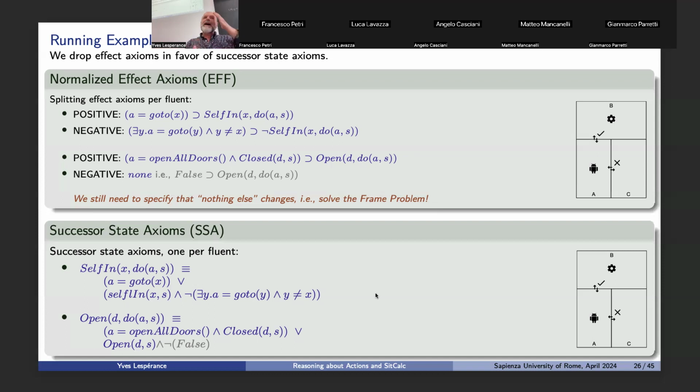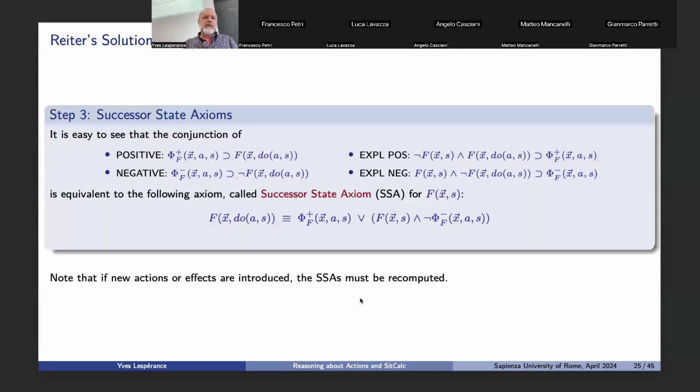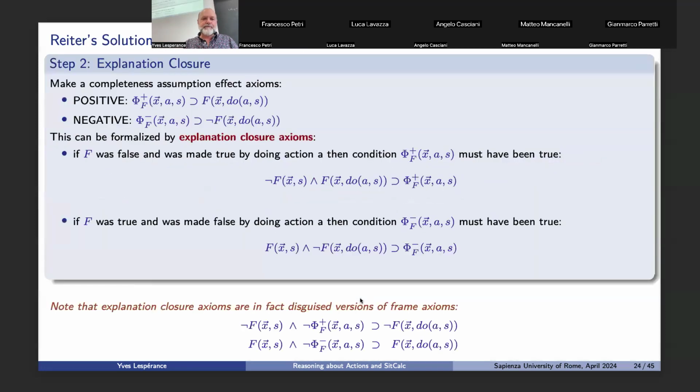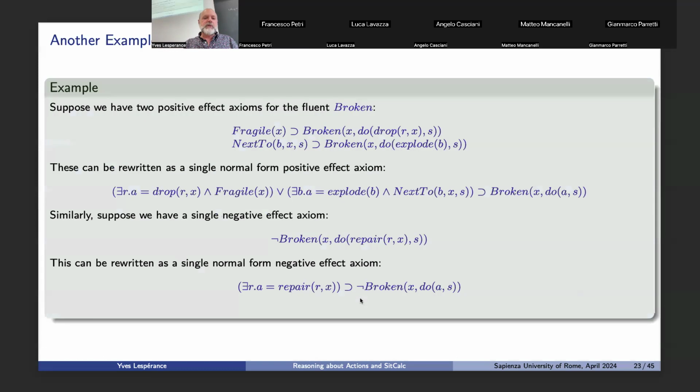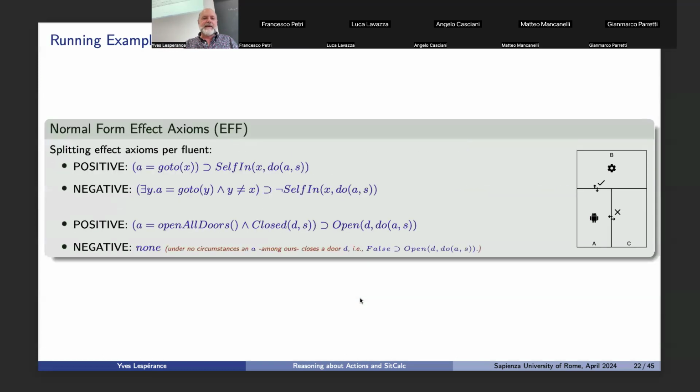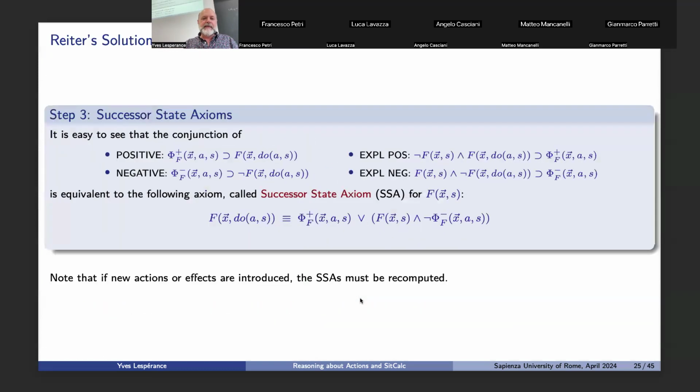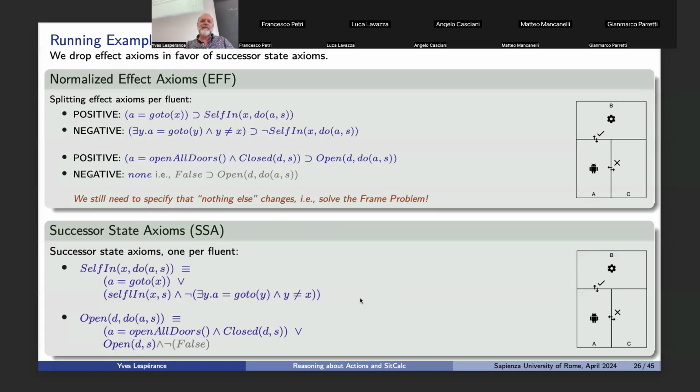Imagine the color of things not changing because you elect a new prime minister, or because you move to a different room. You would get that from these axioms. So that's basically Reiter's solution to the frame problem.